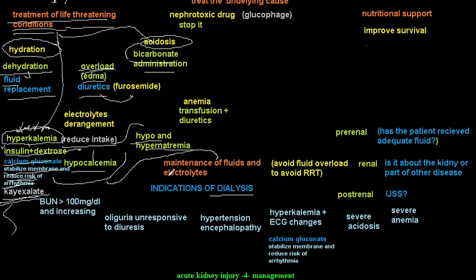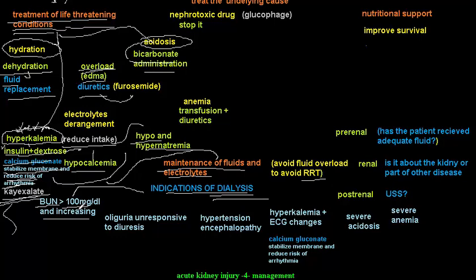treatment. If we are unable to maintain fluid and electrolyte balance, we have to do renal dialysis, or what we call renal replacement therapy. It is not haphazard. We have some indications for renal dialysis, like blood urea nitrogen above 100 milligram per deciliter and increasing.